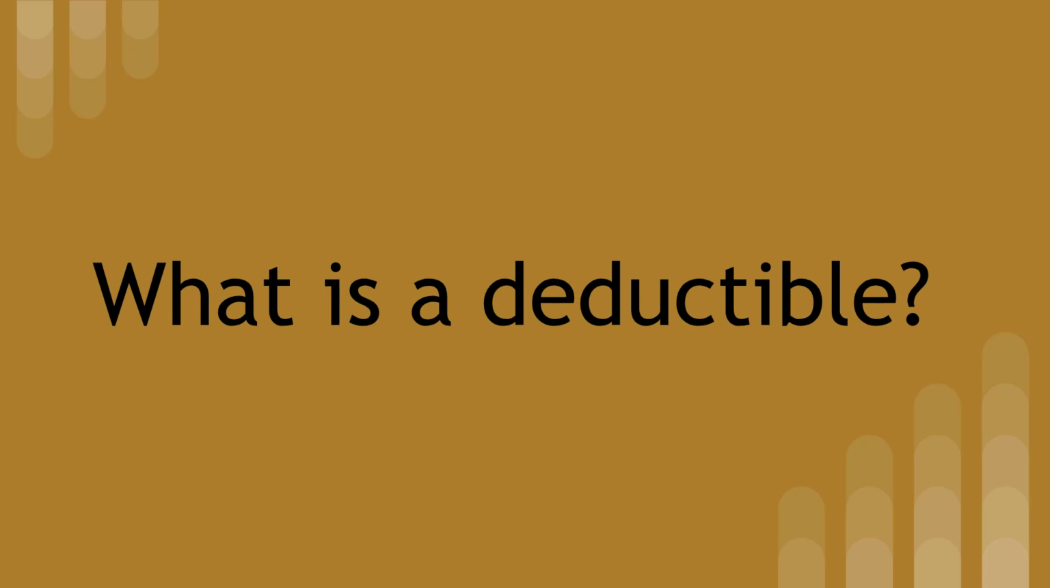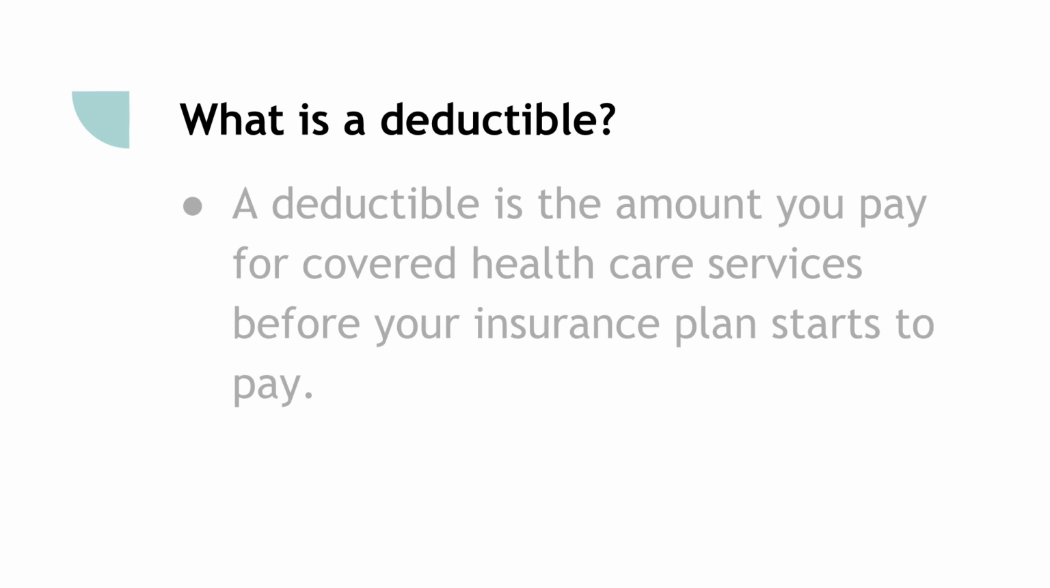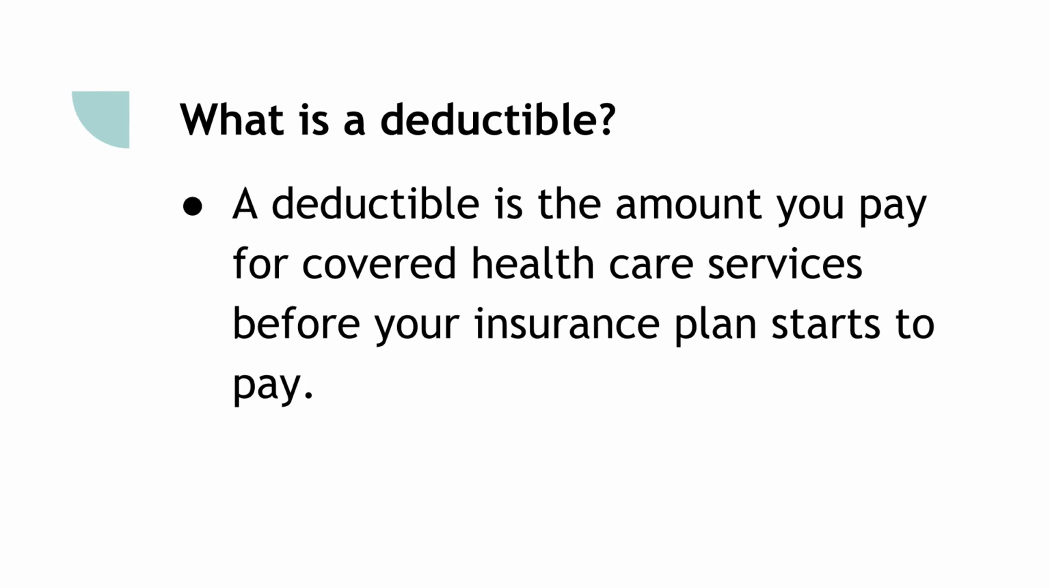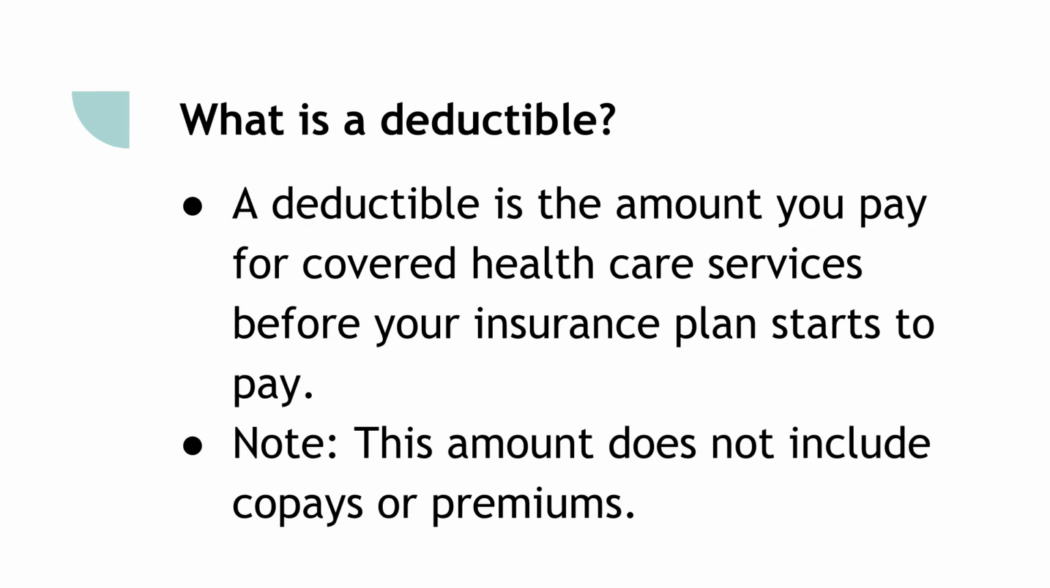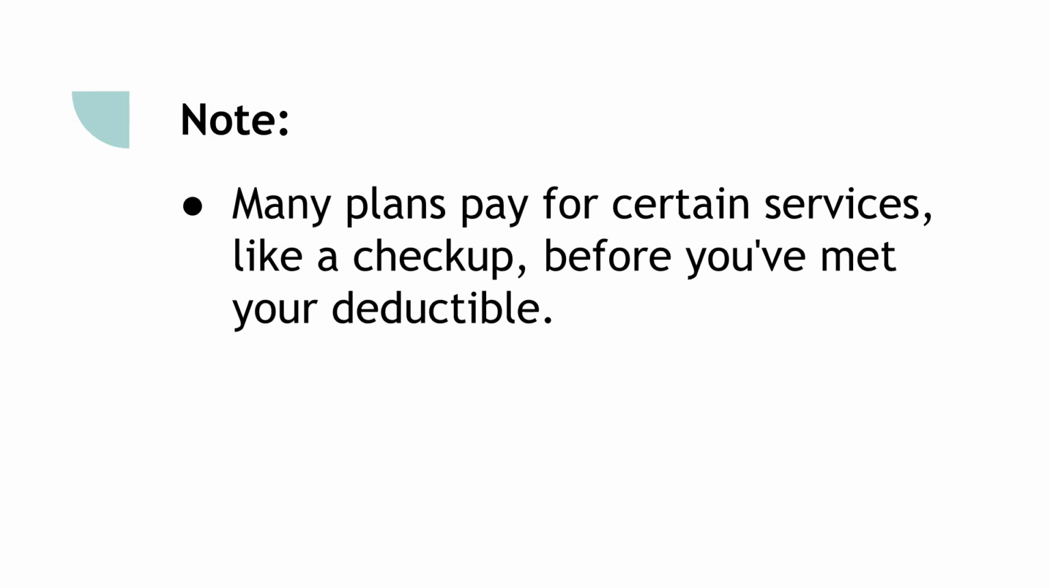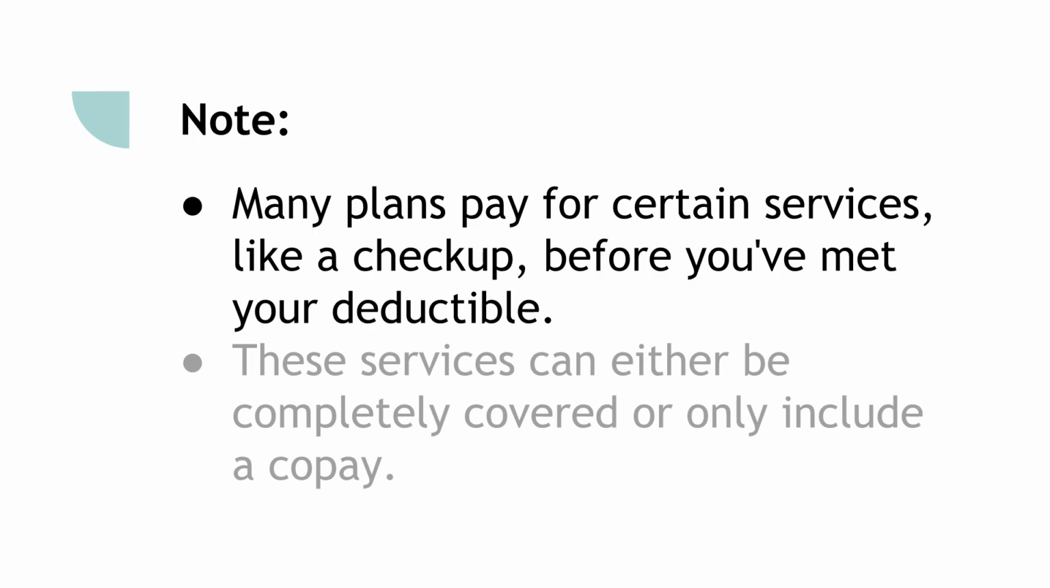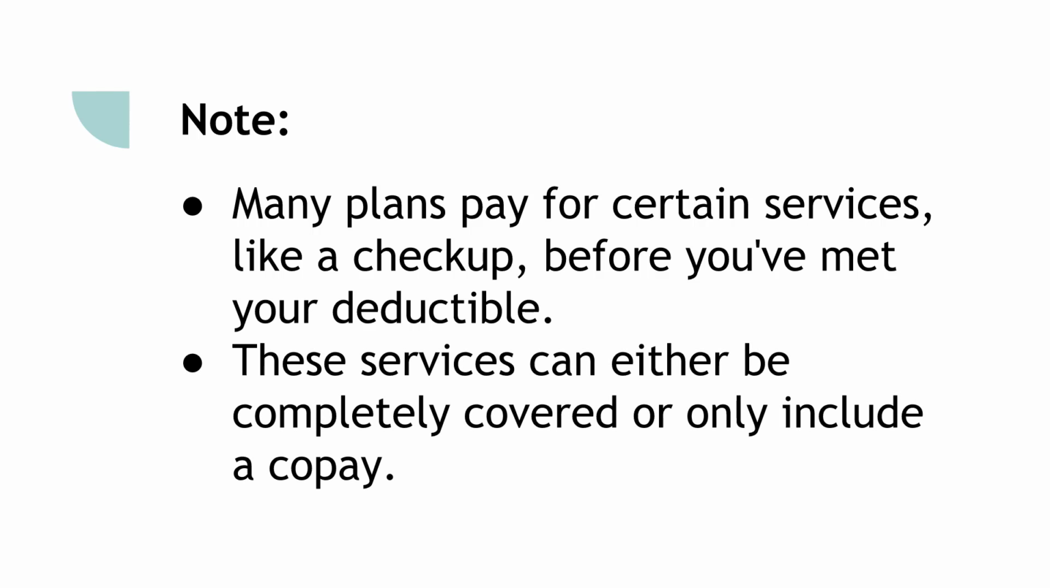What is a deductible? A deductible is the amount you pay for covered healthcare services before your insurance plan starts to pay. Note, this amount does not include copays or premiums. Also note that many plans pay for certain services like a checkup before you've met your deductible. Some of these services are either completely covered or only include a copay. Check your plan for more details.